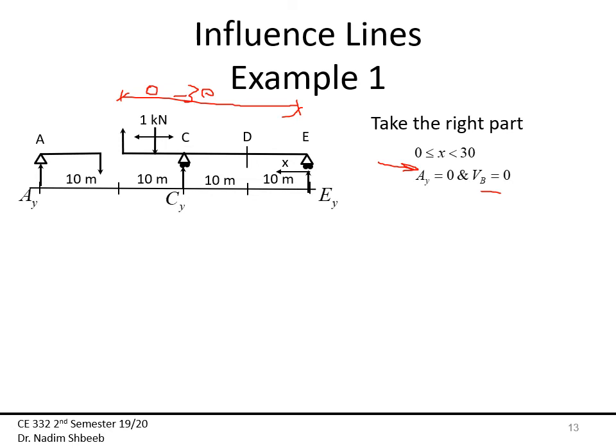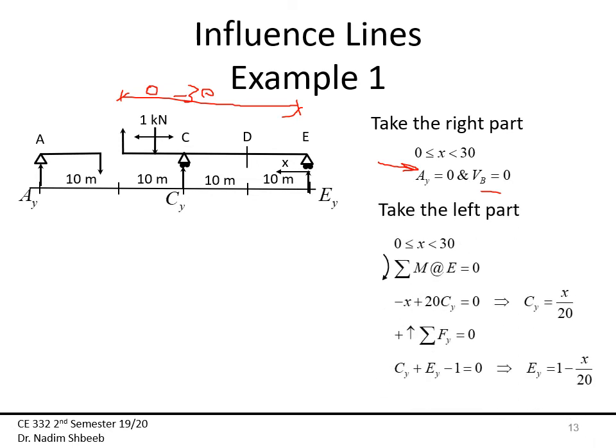But he wants the moment in D as well, so I'm going to continue and find the reactions. In this case, again, this is going to be my positive moment. I'm going to take the summation of moment about E equal to 0. Since my x is this way, this is going to be minus x plus 20 times CY, and then CY is going to be x over 20. Take the summation of Fy equal to 0, then CY plus EY minus 1 is equal to 0, and this will give me the reaction for EY.